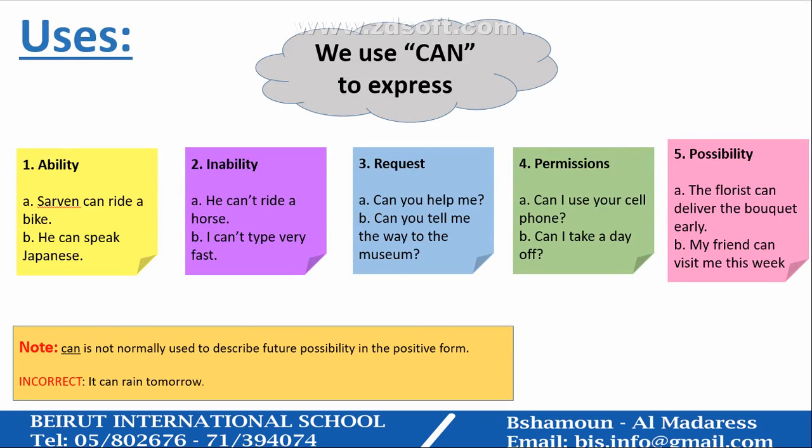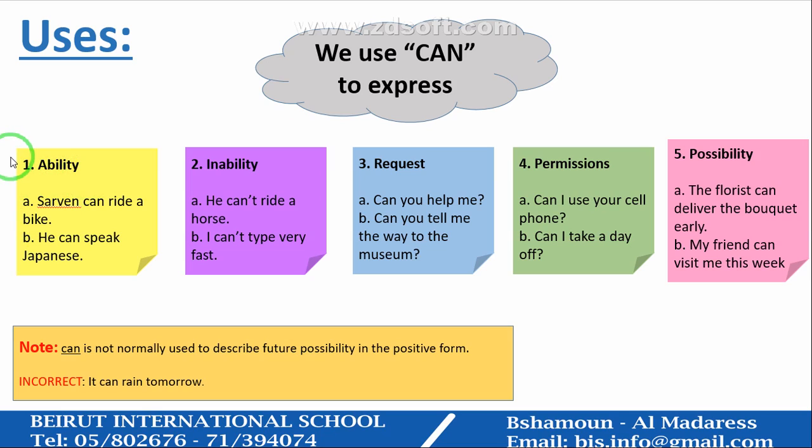Uses of can. So we use can to express number 1, ability, number 2, inability, number 3, request, number 4, permission, and number 5, possibility. In number 1, they gave you two different examples. Sarvin can ride a bike. He can speak Japanese. Thus here, they are showing you the ability of someone.